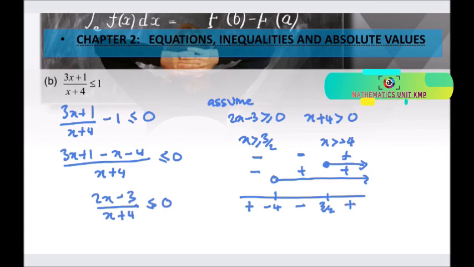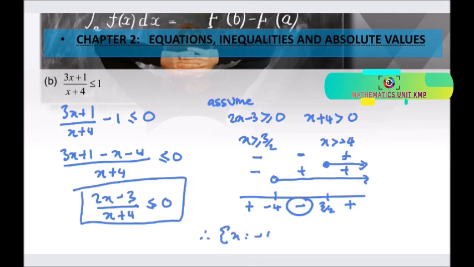So we look back at the inequalities that we already simplified here. So the sign is less than or equal to 0. It means negative. So the answer will be x greater than negative 4 and x less than or equal to 3 over 2. Let's write the answer in solution set.